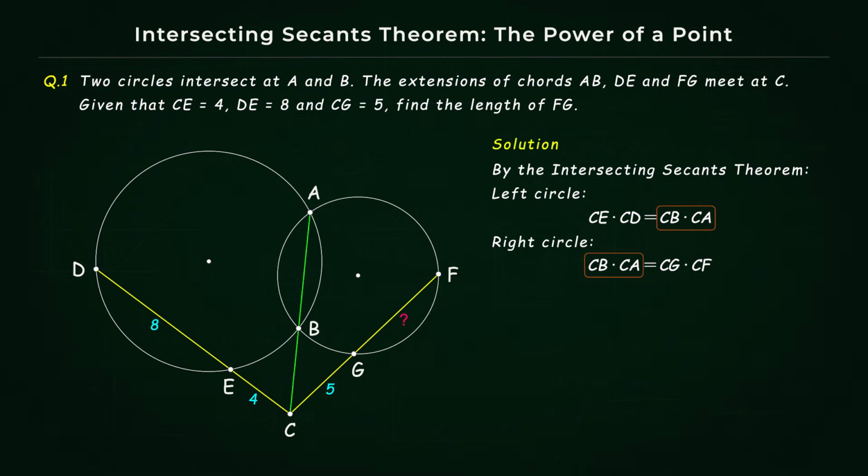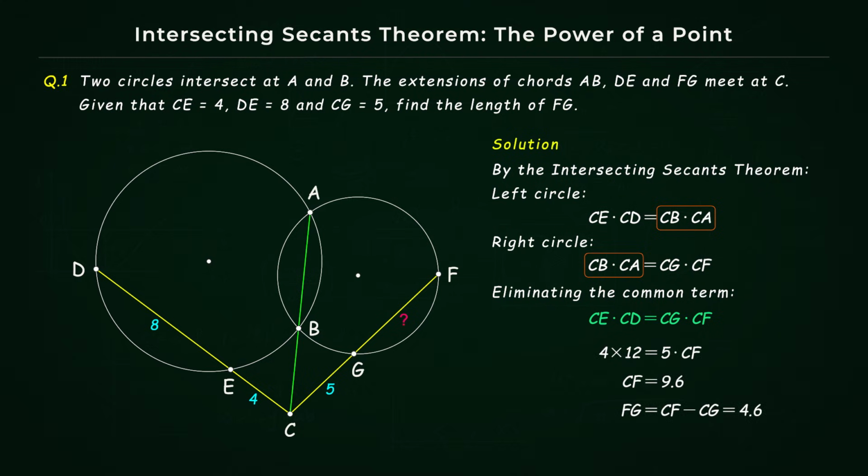The common term in these two equations allows us to relate the two secants, CD and CF. Now we can substitute the given values into this equation to find CF and then find FG. That completes the question. We use the intersecting secants theorem twice to reach the solution. Now, let's look at another question.